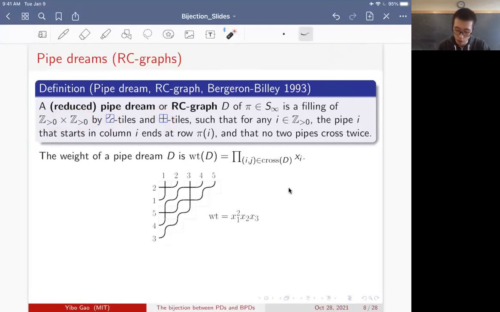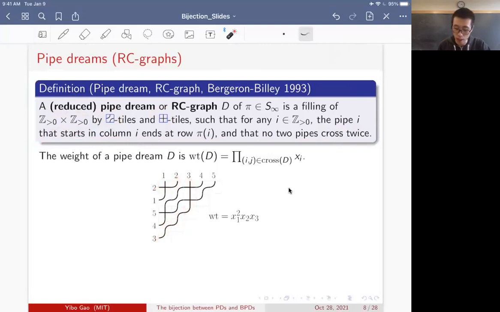So these tiles will form pipes, as you can see here, and we index each pipe by its column number. So for this permutation pi, it means that the pipe i that starts in column i will end at row pi of i. The reduced condition says that no two pipes will cross twice. So we have pictures like this, and we index each pipe by its column number. So this is pipe 1, this is pipe 2, pipe 3, and so on.